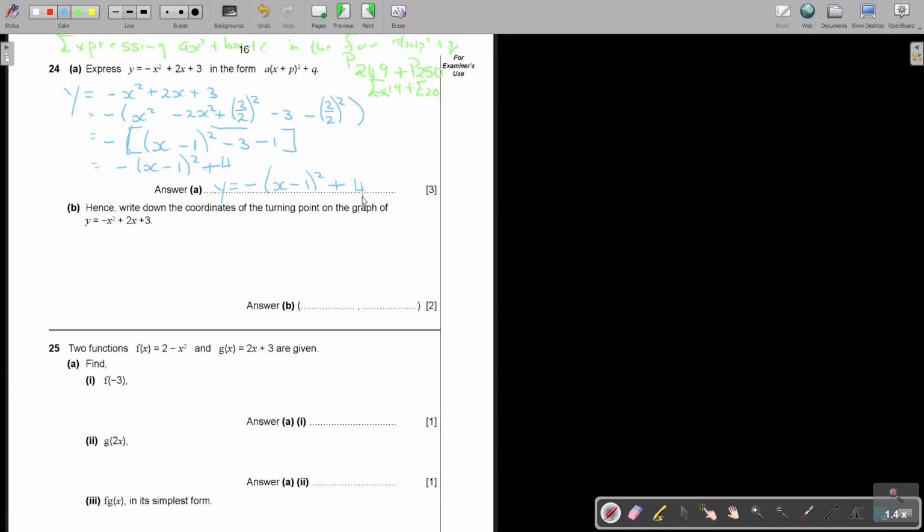And then hence, write down the coordinates of the turning point of the graph. So the turning point will just be, you change that sign, so it's not -1, it's +1, and you take this value as it is, 4. So it's just 1 and 4.